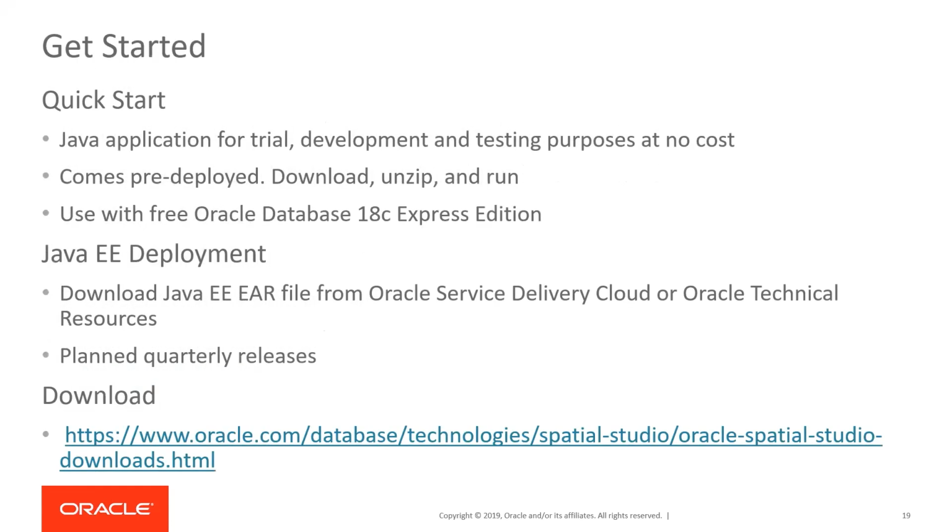Get started. There are 2 ways to do that. We do offer the quickstart, which is more a sandbox environment. It comes pre-deployed in a Jetty container. You just download, unzip, and run it. It's pretty easy. We also have a Java EE deployment that you can get from Oracle Service Delivery Cloud or Oracle Technical Resources, which was formerly known as OTN. We are planning quarterly releases, and there's just a download page. Again, you can just go to Studio on Oracle.com and find that information pretty quickly.